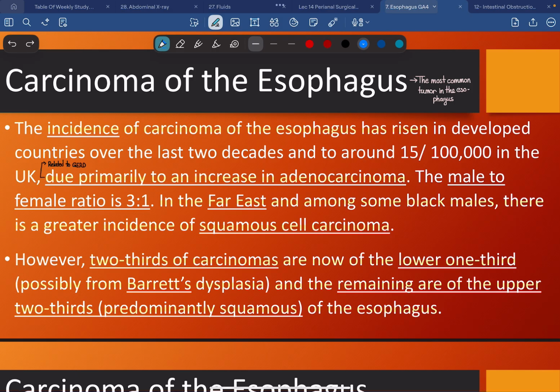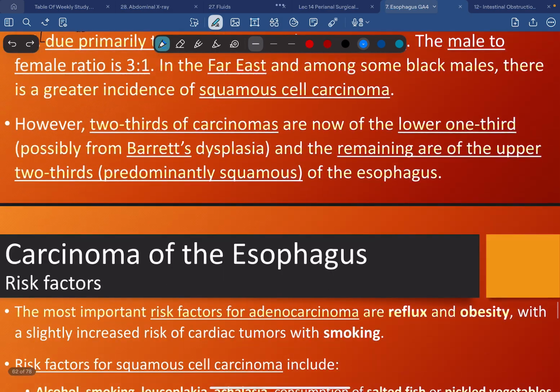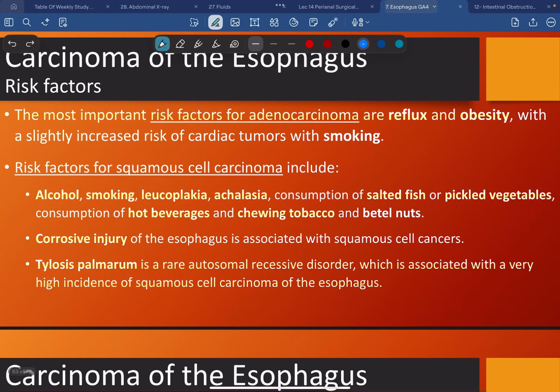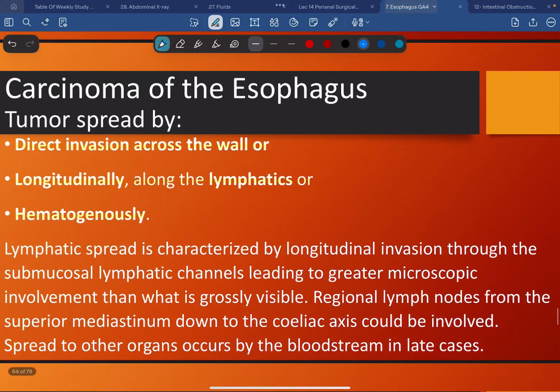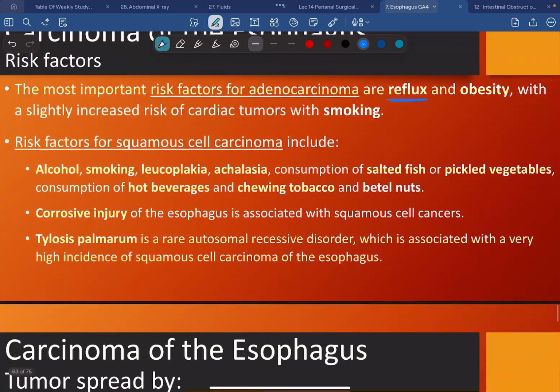The risk factor is reflux disease. This is the main risk factor for adenocarcinoma. For squamous cell carcinoma, a lot of risk factors are described in the literature, like alcohol, smoking, leukoplakia, achalasia itself, eating salted fish, and chewing tobacco, etc. Corrosive injuries sometimes are associated with squamous cell carcinoma.